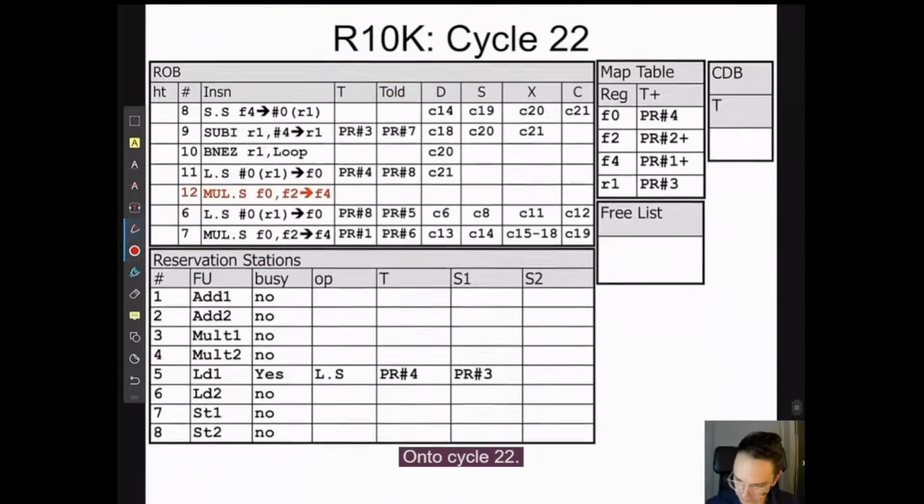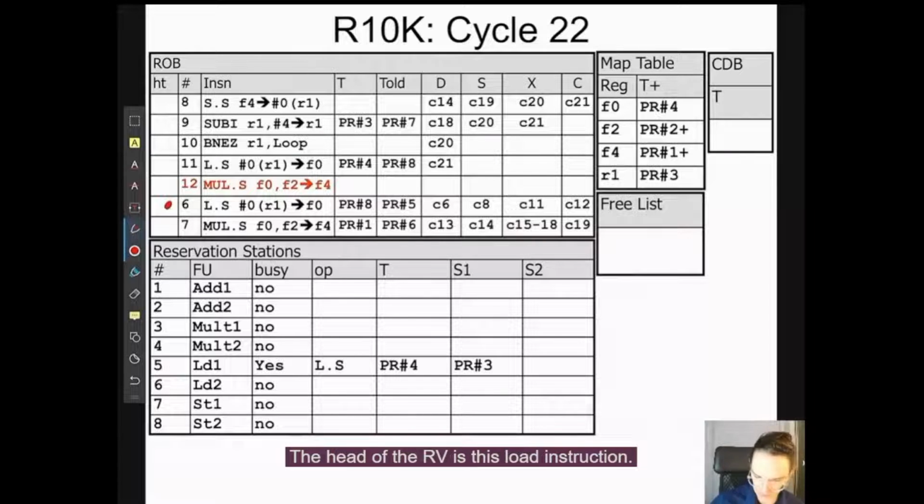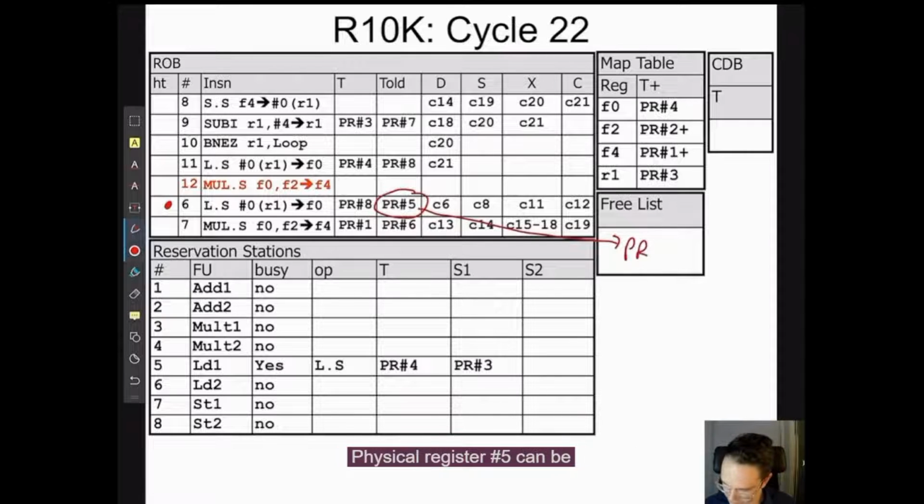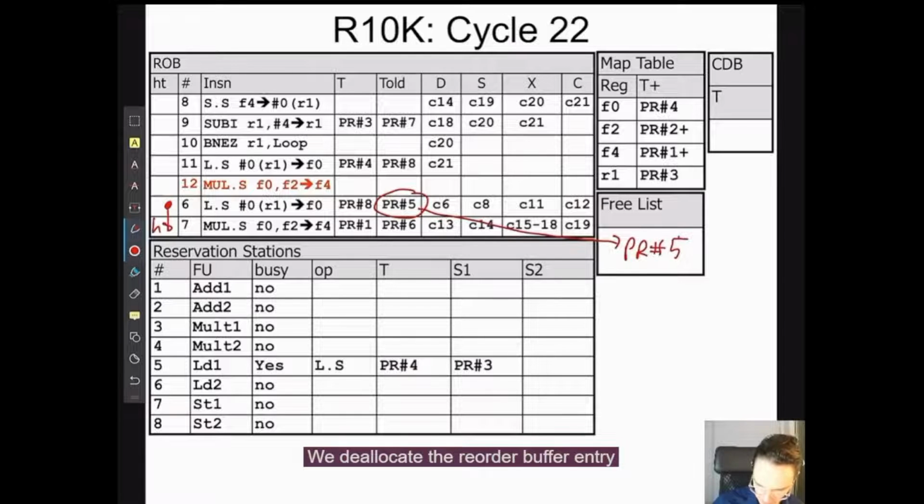On to cycle 22. The head of the ROB is this load instruction. It's complete, so it can retire. So we deallocate its old tag. Physical register number 5 can be allocated again in a later cycle. We deallocate the reorder buffer entry.